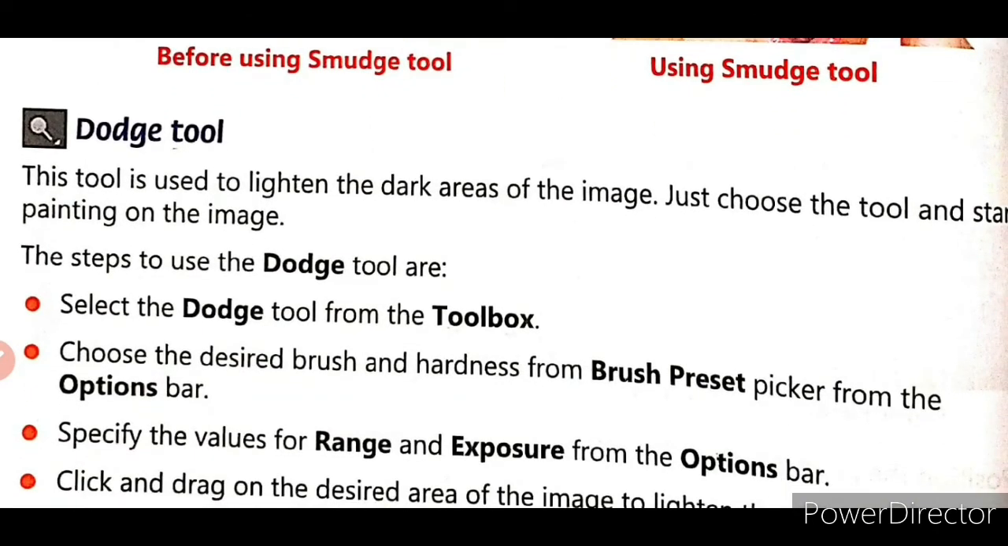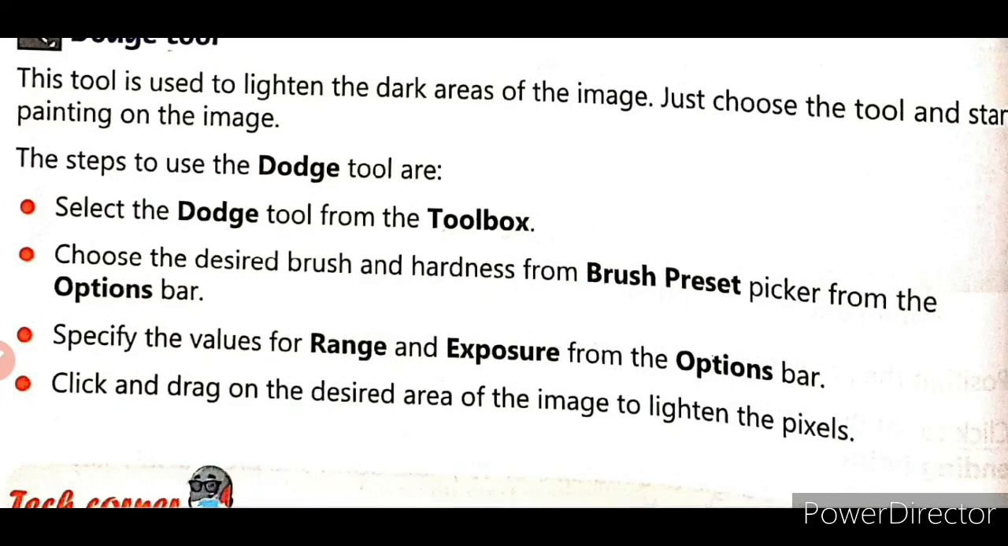This tool is used to lighten the dark areas of the image. Just choose the tool and start painting on the image. What are the steps to use this dodge tool? Select the dodge tool from the toolbox. Choose the desired brush and hardness from the brush preset picker in the options bar. Specify the values for range and exposure from the options bar. Click and drag on the desired area of the image to lighten the pixels.